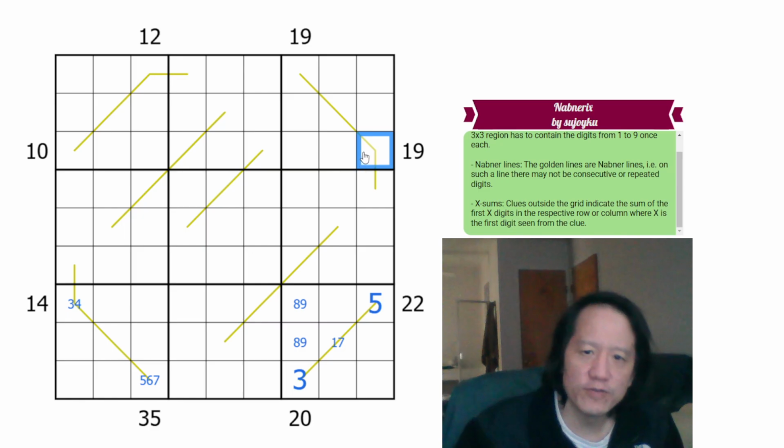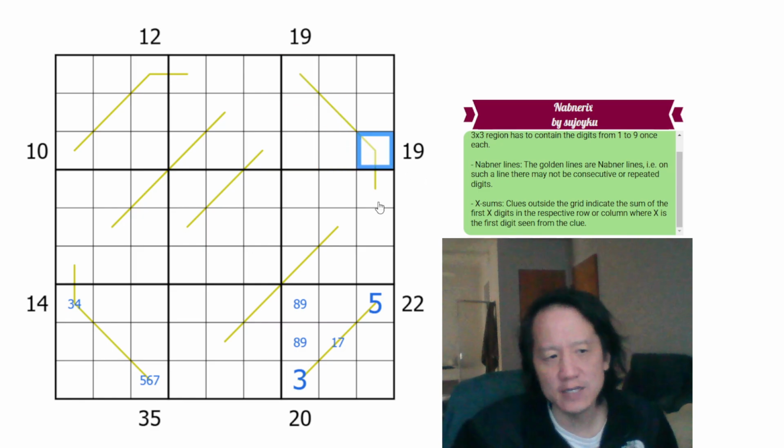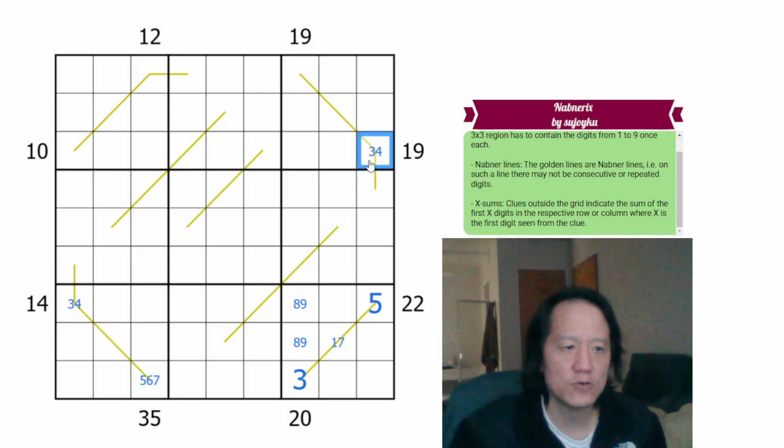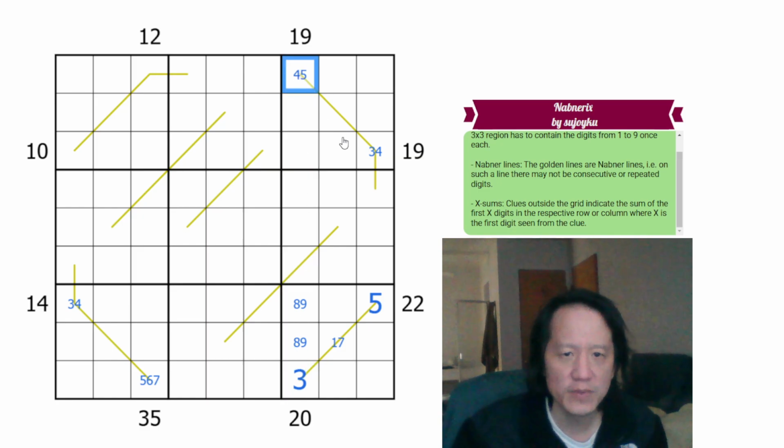Let's continue on with the x sums. The 19 could be 3. Could be 4. Technically, it could be 5, but it can't be because this 5 eliminates it. So this can't be 5 here specifically. It can't be 6 or above because the first 6 digits, the low 6 digits add up to 21. So this is also 3, 4, or 5, right? The problem is that it can't be 6. So this is 4 or 5, and it can't be 3 here, right?